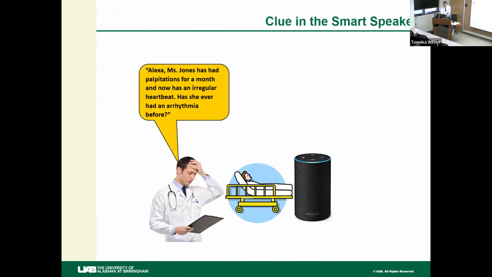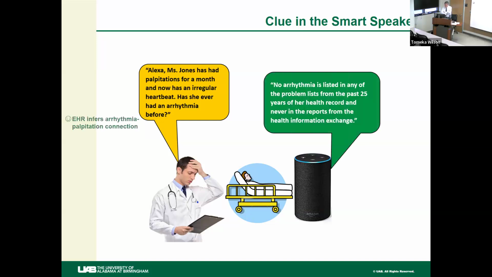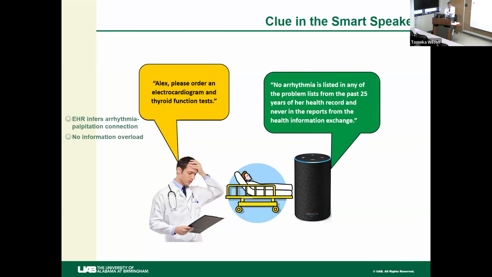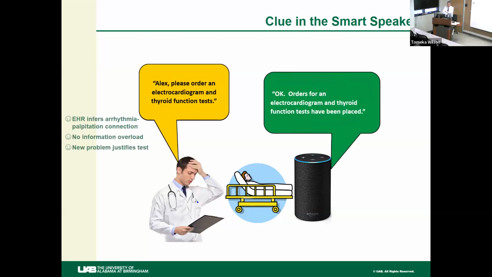Alexa, Mrs. Jones has had palpitations for a month and now has an irregular heartbeat. Has she ever had an arrhythmia before? No arrhythmia is listed in any of the problems from the past 25 years of her health record. Alexa, please order an electrocardiogram and thyroid function test. Okay. Test has been placed.